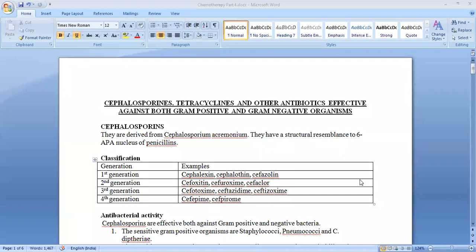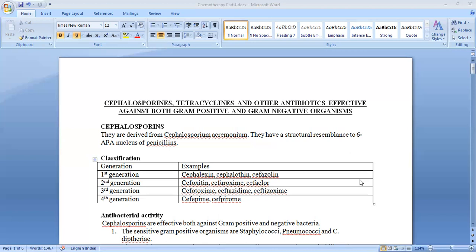We will continue with the discussion about the antibiotics. So, we have seen about penicillins, then aminoglycoside antibiotics, and other antibiotics. Now, we will go over to a different category which are effective against both gram positive and gram negative organisms. So, in this category, we have antibiotics like cephalosporins and tetracyclines mainly, and some few other molecules also.